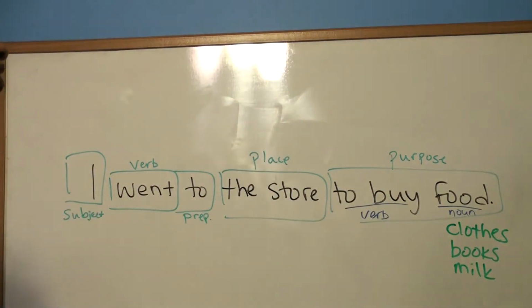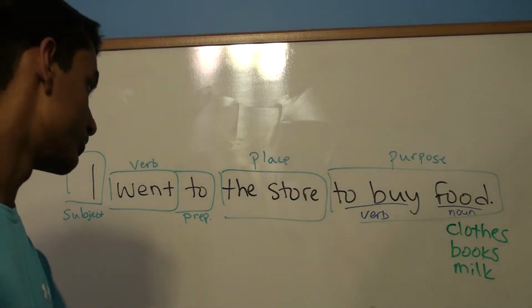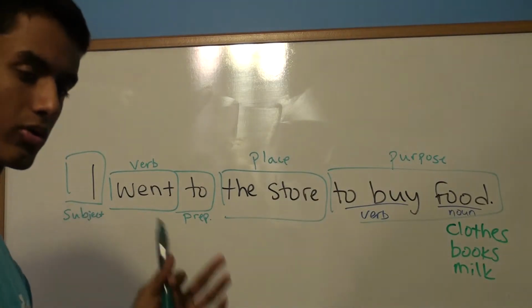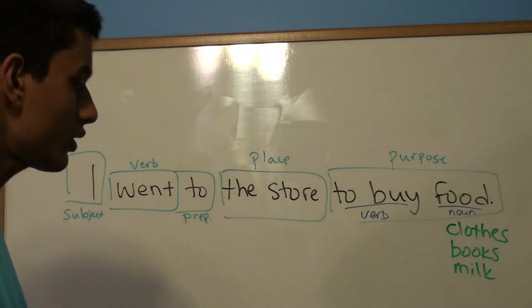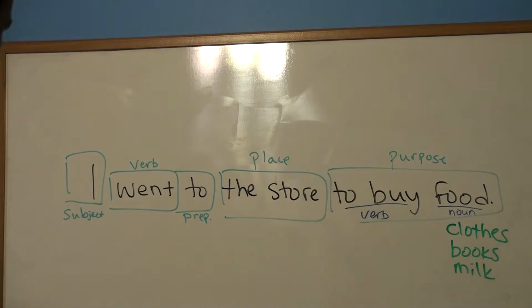So now we've just created 3 more sentences. I went to the store to buy clothes. I went to the store to buy books. I went to the store to buy milk. So, what else can we change? That's still pretty simple. You can change the subject. So, you can do he.